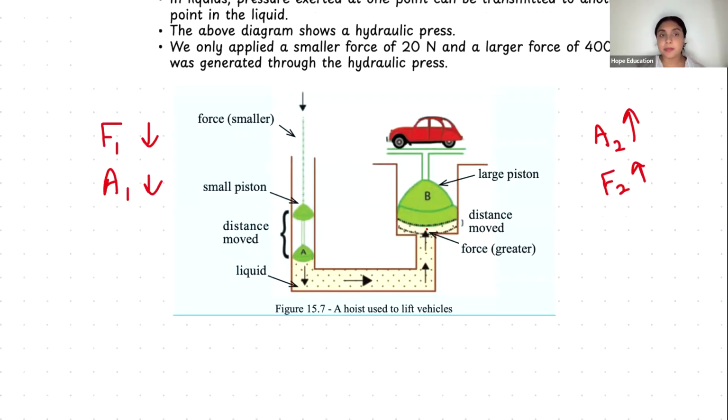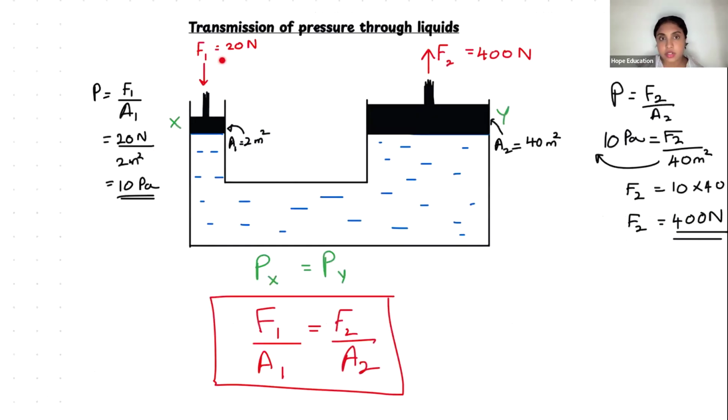Now in a hydraulic press, we only give 20 Newton force to only a 2 square meter area. Small force, small area, a certain pressure was generated, 10 Pascal.